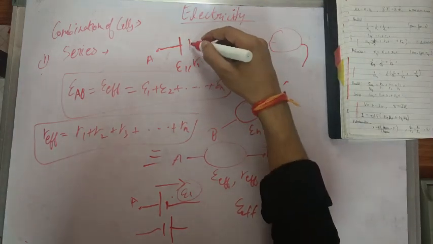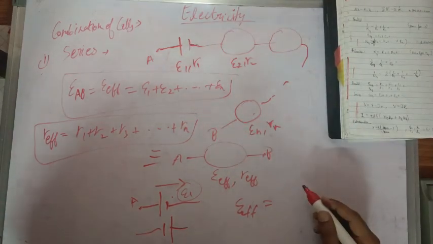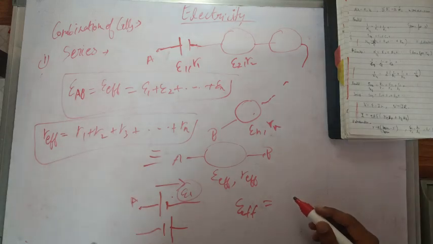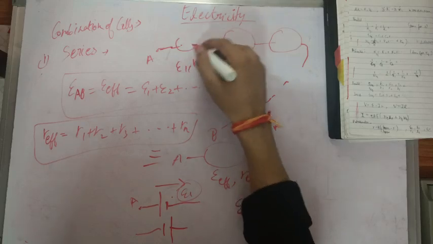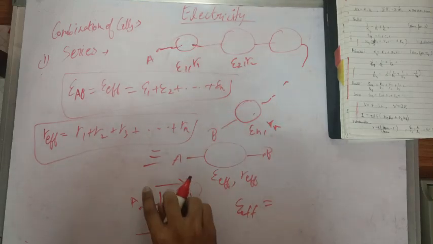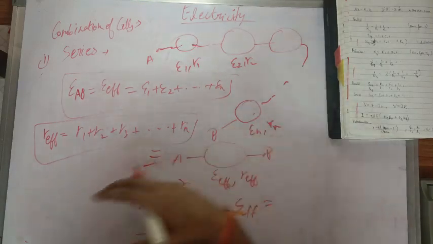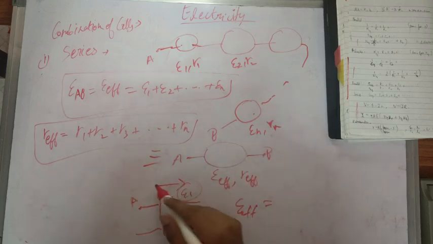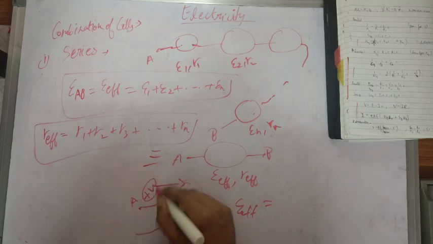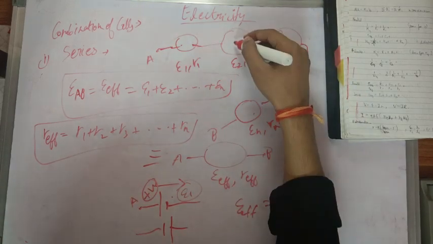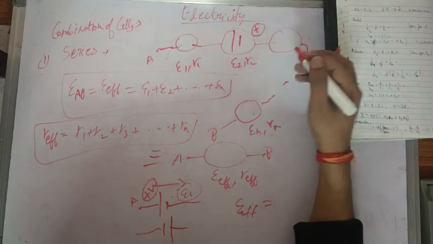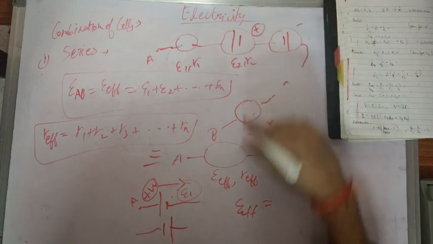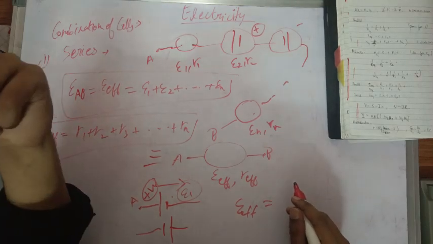Then what I will do is, we have to consider a direction of this arrangement of this cell as positive. Let's say I take this as positive in this arrangement, means if a cell is placed like this, then I will take its EMF as positive, and if it is placed like this, then I will take it as negative. I have to take one convention.